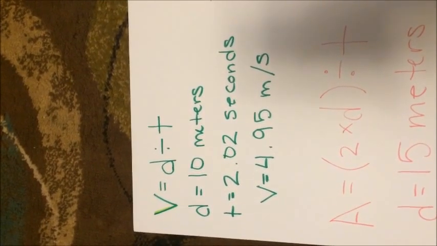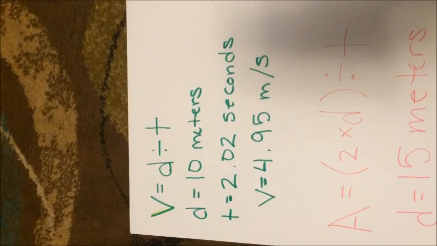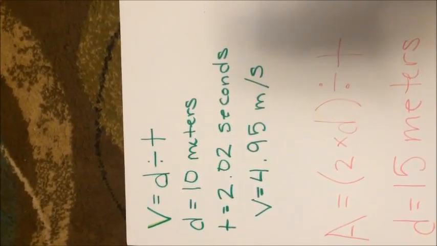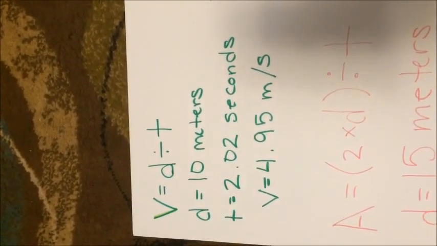Firstly, we have velocity, and the formula for velocity is distance divided by time. The distance is 10 meters, and the time is 2.02 seconds. So our total velocity is 4.95 meters per second.